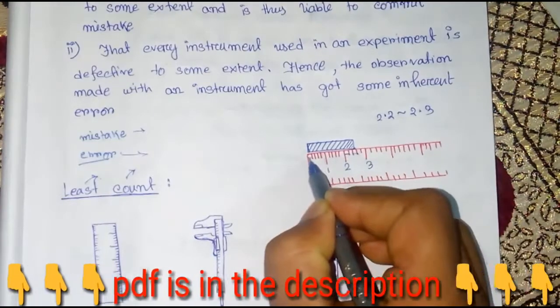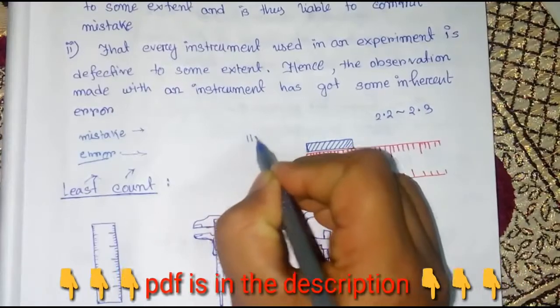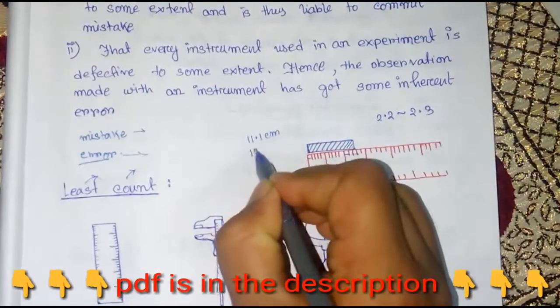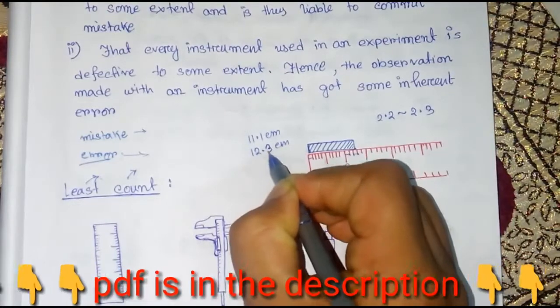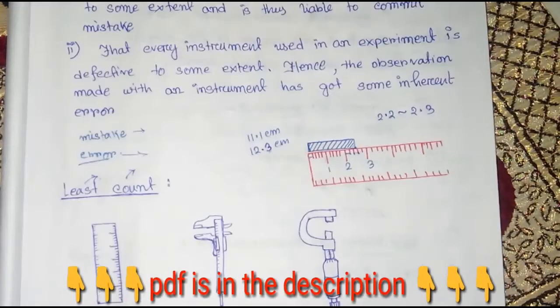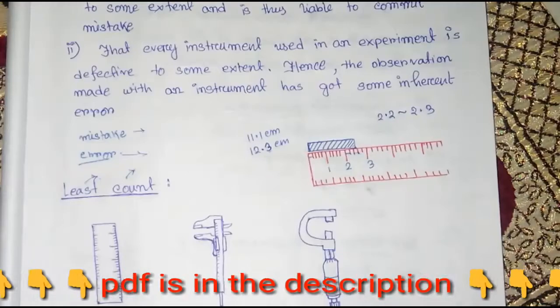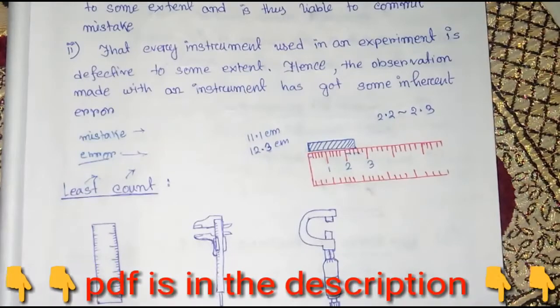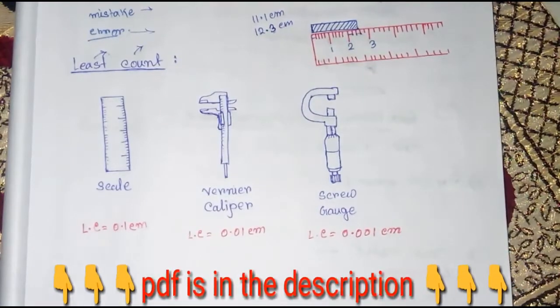That means 1 millimeter, right? You can measure up to 1 millimeter. That means your value will be 11.1 centimeters or 12.3 centimeters, like that. So you can measure up to 1 digit after the decimal point with a ruler scale. But this is actually the least count of a ruler scale. Okay, so let's see what is the least count of a ruler scale.